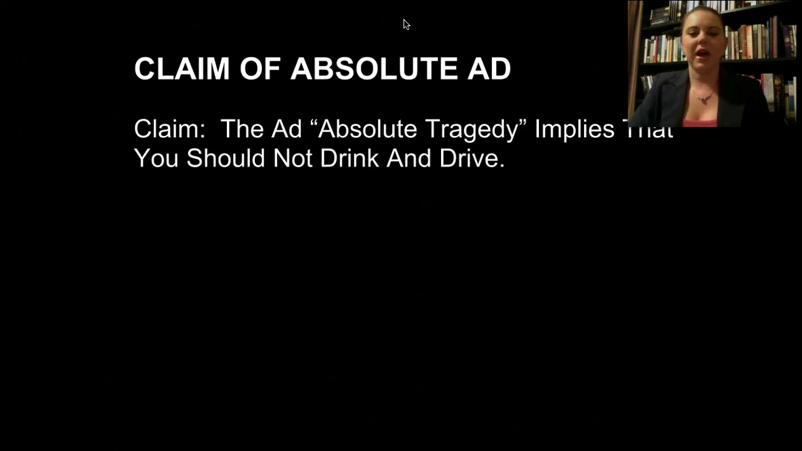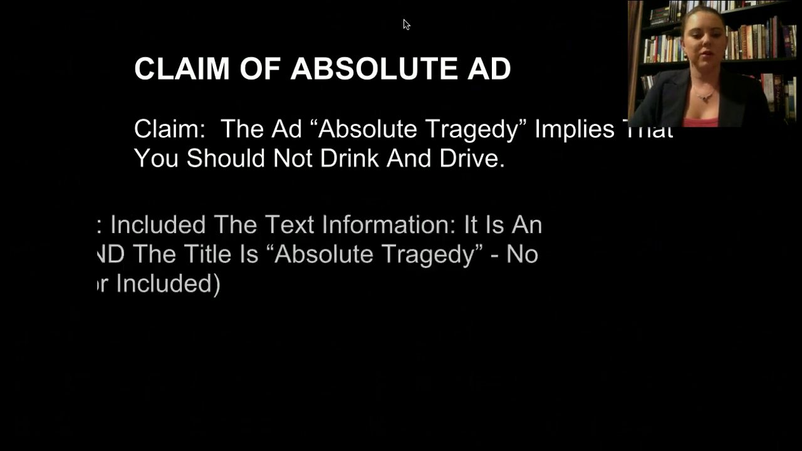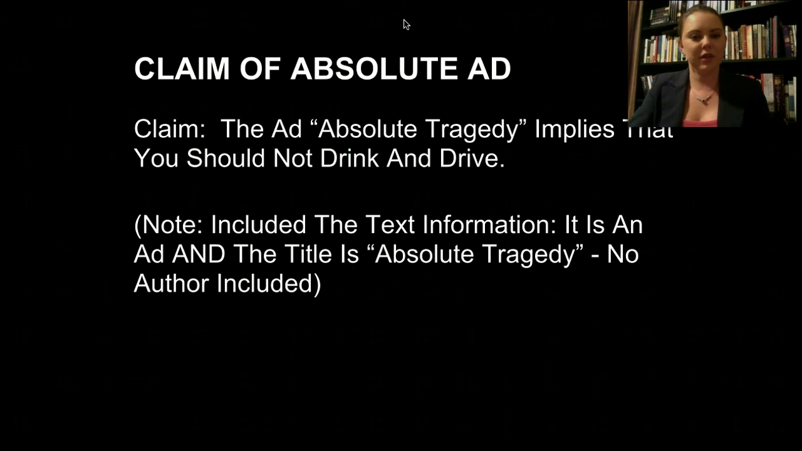Okay, so when we take a look at it, the ad, Absolute Tragedy, implies that you should not drink and drive. Okay, so if you'll note here, included in this is the textual information. We are not making our own argument about drinking and driving. This is what the text is making an argument of.